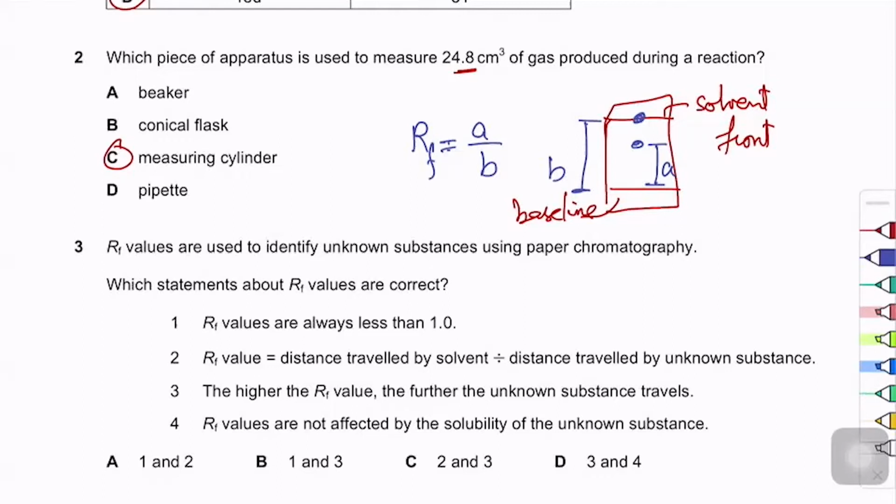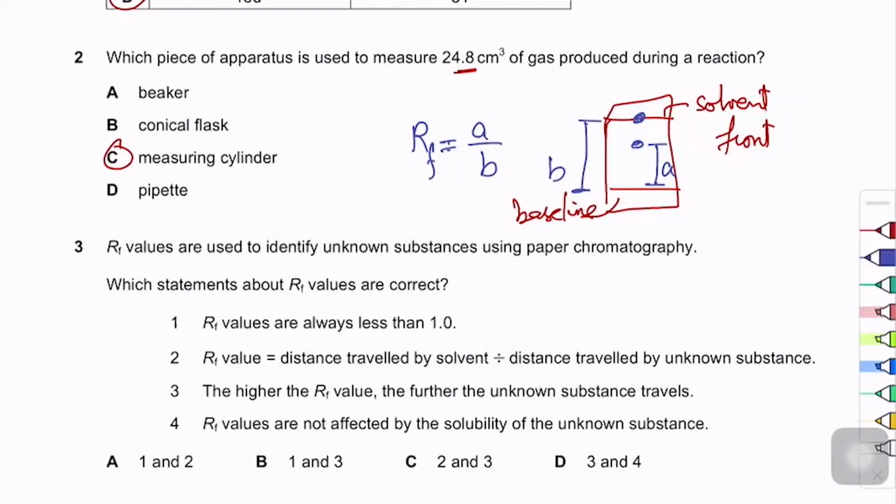RF value is distance traveled by solvent divided by distance traveled by, actually it's the reciprocal of this. So this is wrong. The higher the RF value, the further the unknown substance travels. That is true because if RF value is 0.7, that means it has traveled 70% of the distance. So greater RF value shows that it has traveled more.